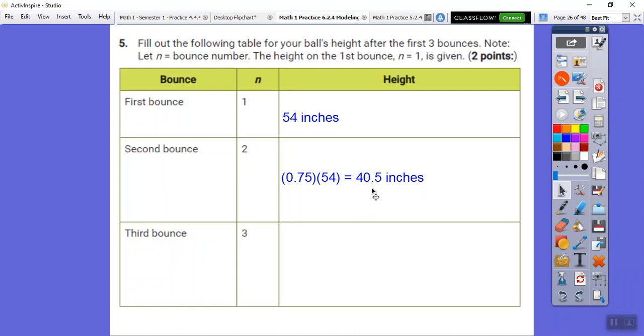The third one is going to be the second one, the term before that, times r. So I'm going to do 40.5 times 0.75, or 0.75 times 40.5, and we get that. So there they are, the heights after the first three bounces right there.